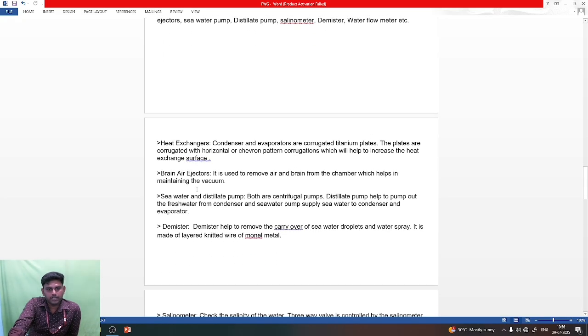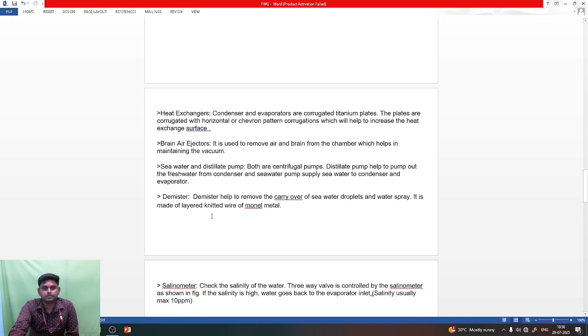Then the seawater pump and distillate pump are both centrifugal pumps. The seawater pump is the seawater inlet pump, and the distillate pump helps to pump out the fresh water. The seawater pump supplies seawater to the condenser and evaporator, and the distillate pump sends the fresh water to the freshwater tank.